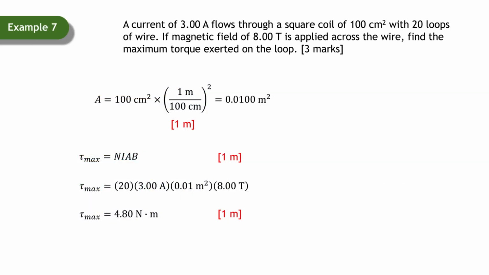Applying this theory in example 7, a 20-loop square coil with a 3.00 ampere current in an 8.00 Tesla field will experience a maximum torque of 4.80 Newton-meters.